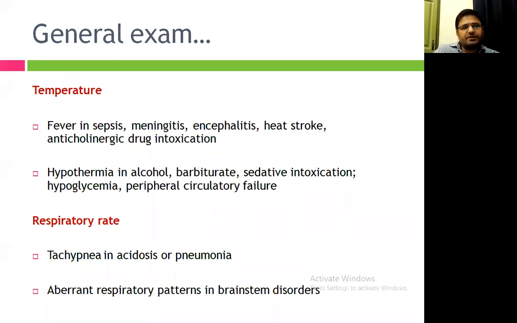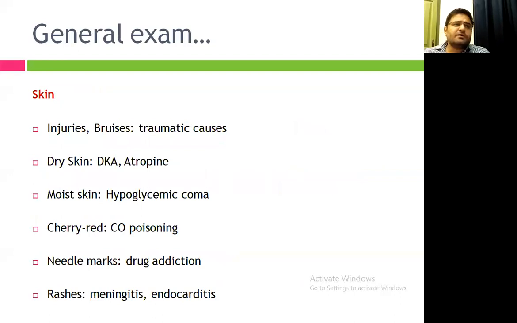Respiratory tachypnea in case of acidosis, severe pneumonia, or respiratory failure of any etiology, and aberrant respiratory pattern in case of brainstem disorders, more precisely the medulla oblongata, where the respiratory center is usually present. So, the condition of the skin will usually guide you to some extent.